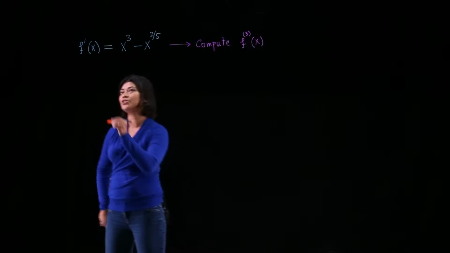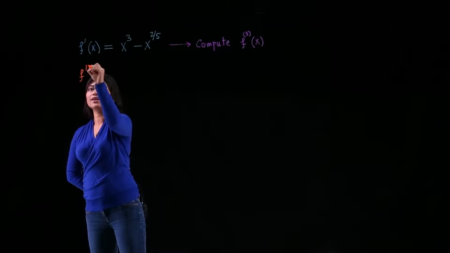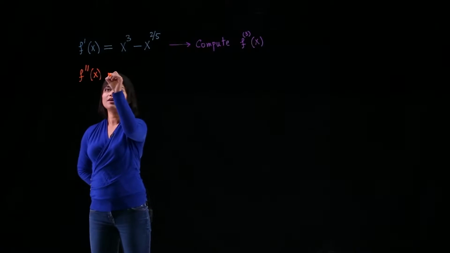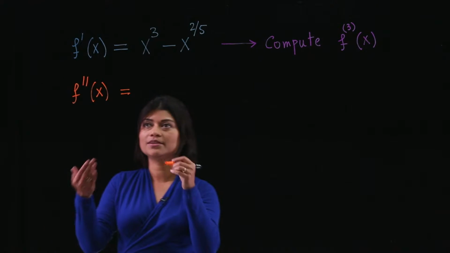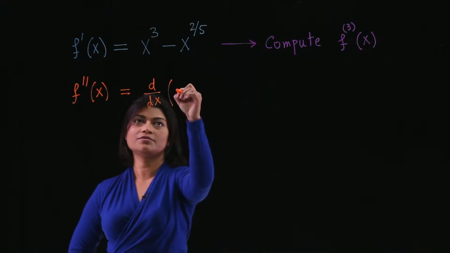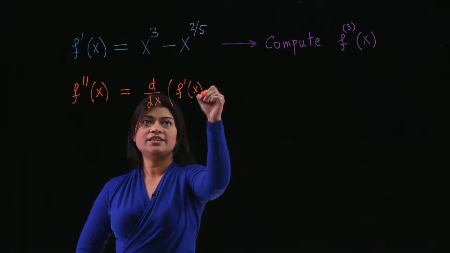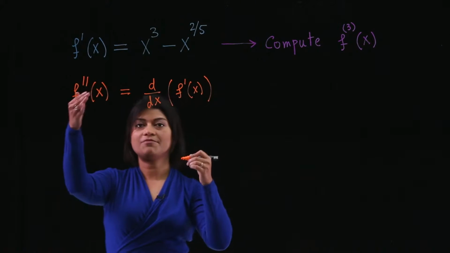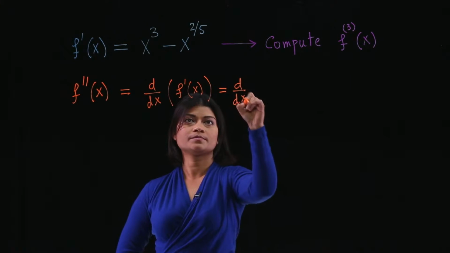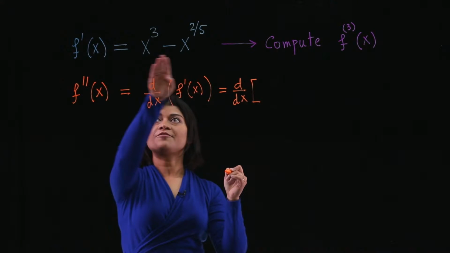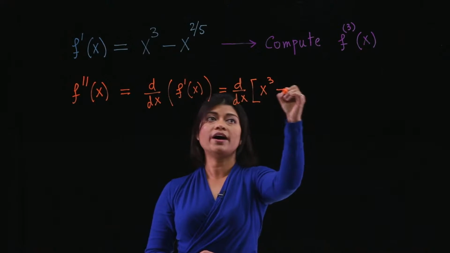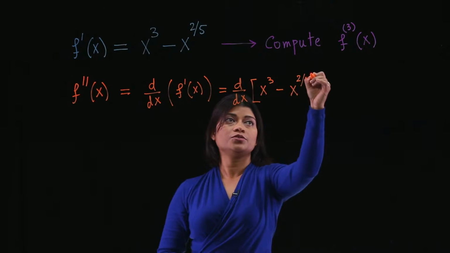So the very first thing that you have to do is compute the second order derivative, f double prime of x. Now, what is the definition? How do we compute the second order derivative? The definition is the derivative of the first order derivative. So d/dx of f prime of x is f double prime of x. Well, let's compute this derivative first. So f prime is right here. We have to find d/dx of x cubed minus x to the power 2/5.